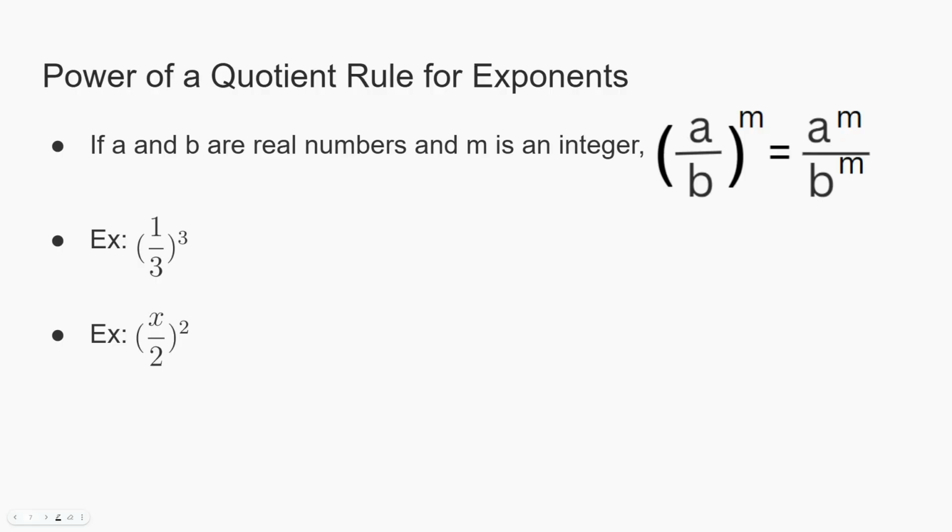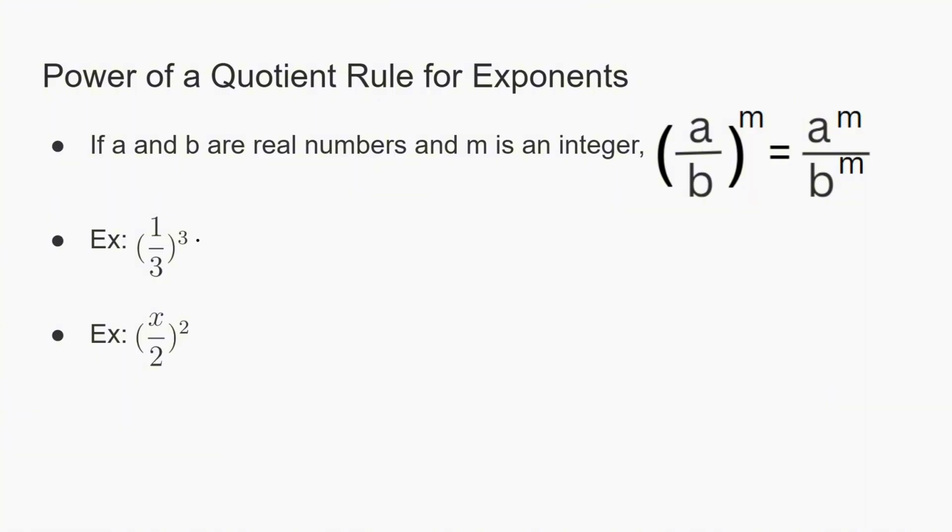The power of a quotient rule is similar to the power of a product rule that we just talked about before. The idea is that A and B are real numbers and N is an integer. So A divided by B to the n power is equal to A to the n power divided by B to the n power. So with this one, it's similar to the other one. It's the idea that we can take the exponent first and then do the division instead of dividing first and then taking the exponent. So in this case, order doesn't really matter.